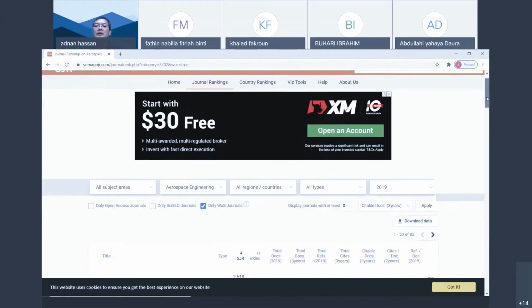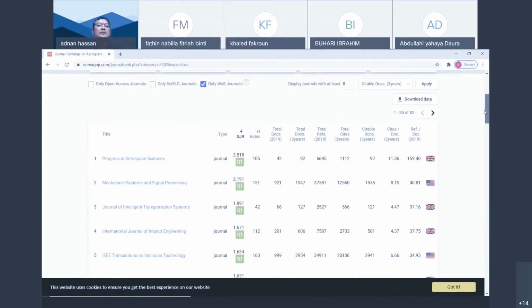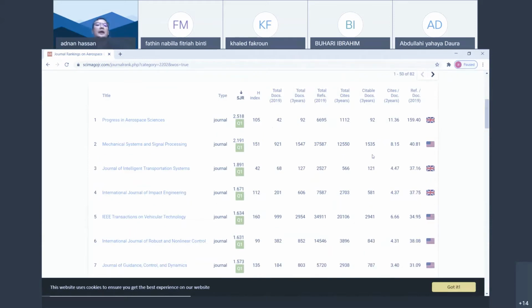You see now, right? Progress in Aerospace Science, this is the title of the journal. The SJR impact factor is Q1, meaning that this is a good journal. Others include Mechanical Systems and Signal Processing, Intelligent Transportation, and so on. Let's say I try to see this journal.